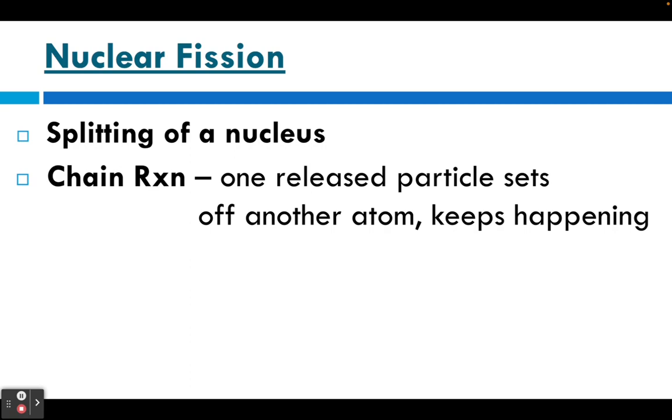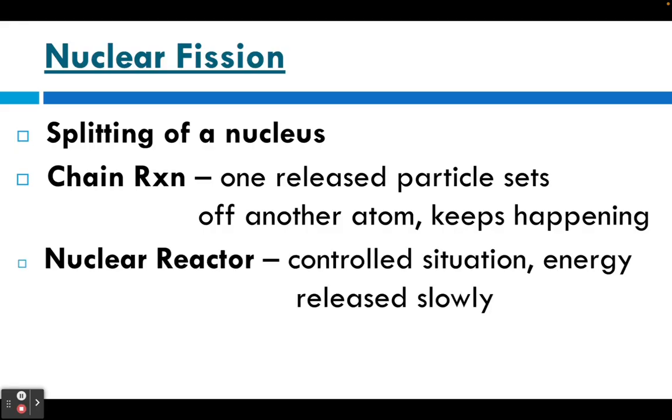So this will happen in nuclear power plants. It'll happen in atomic bombs, nuclear bombs, and nuclear reactors. A nuclear reactor is where we control this chain reaction to make sure that energy is released slowly, that we're not letting it go. So nuclear reactors are very important, and that's where we can control the reaction. We'll definitely talk more about nuclear reactors a little later.